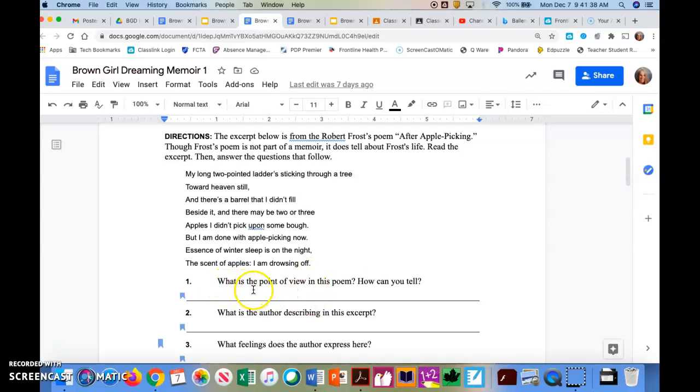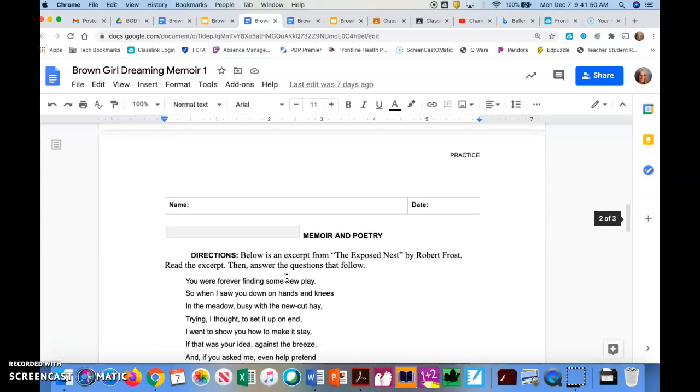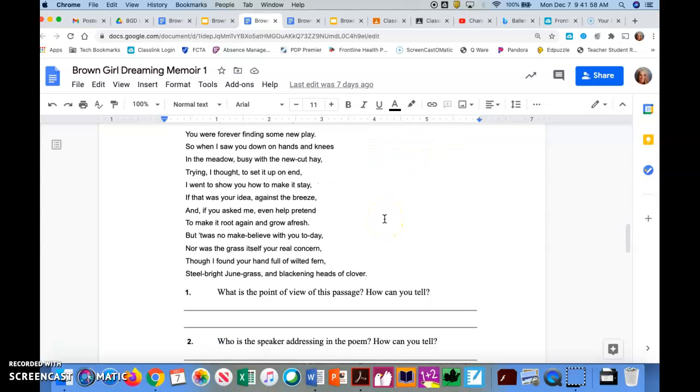So the first question is, what is the point of view in this poem and how can you tell? So this is where you have to think about first person, second person, third person. And then you're going to go on and you're going to answer the rest of those questions. On the second page, you're going to have The Exposed Nest, another poem by Robert Frost. And afterward, you're going again to answer the question. First one is, what is the point of view of this passage?